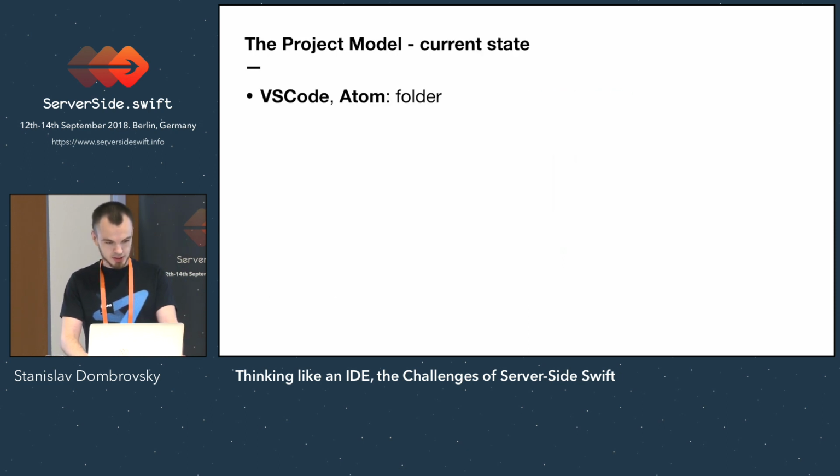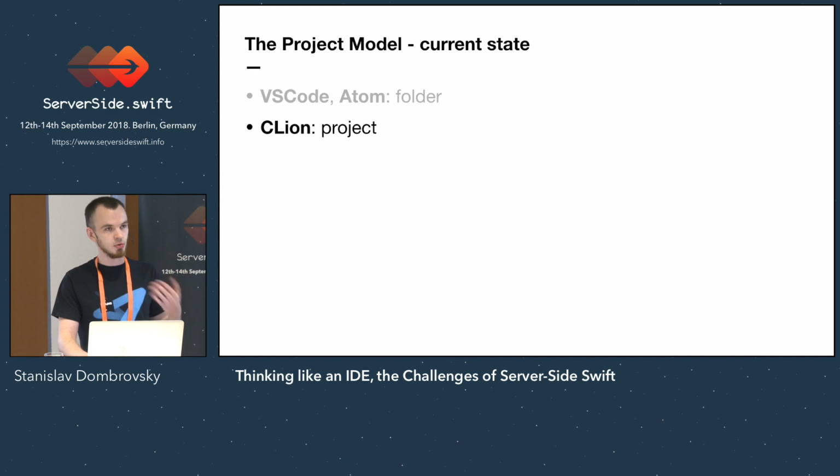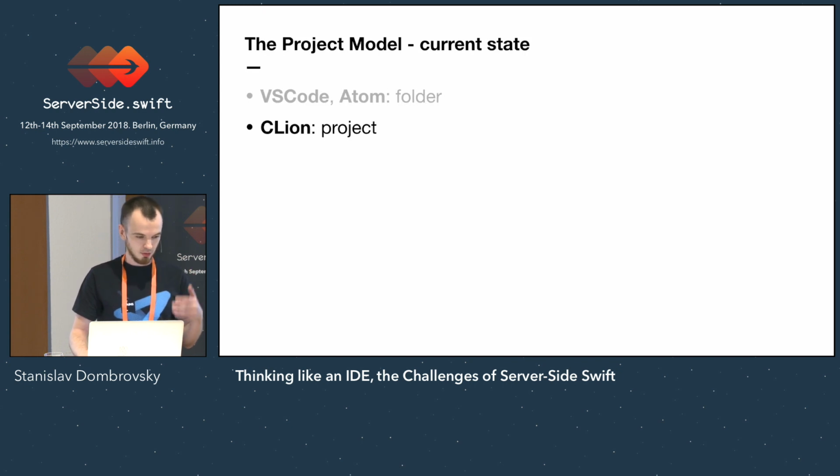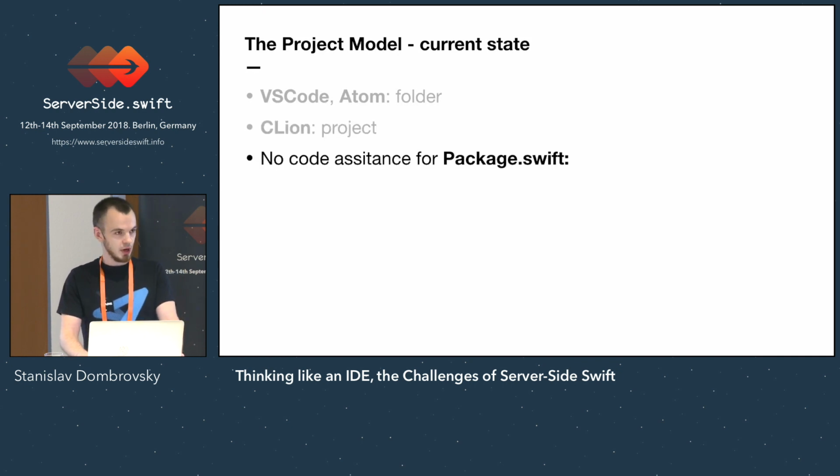If we take a look at the current state, we will see that the VS Code and Atom integrations can open a Swift Package Manager project as a folder. They do not deal with the Package.swift project model. CLion, for example, can load it as a project, but it also doesn't deal with Package.swift. It uses a CMake wrapper just to perform all the actions required for loading the project, resolving dependencies, and so on. And also, in none of them do we have code assistance inside Package.swift. And here goes the question: why?